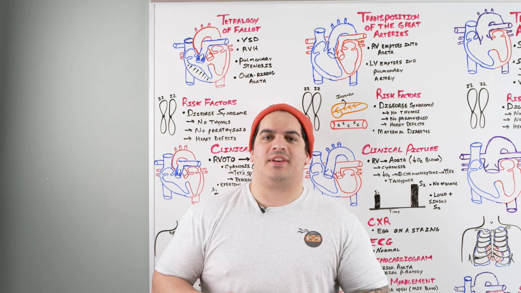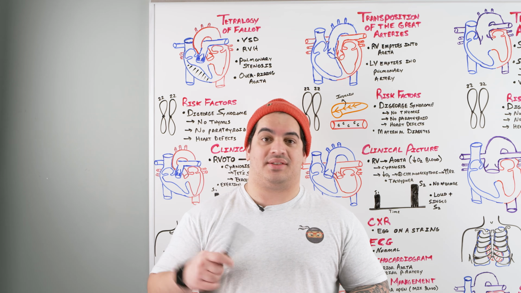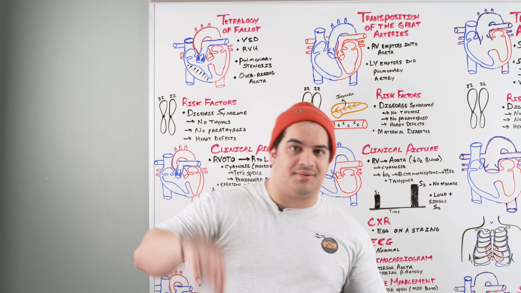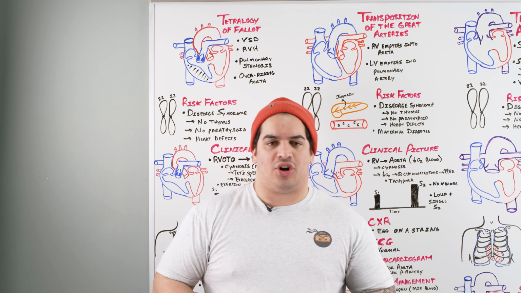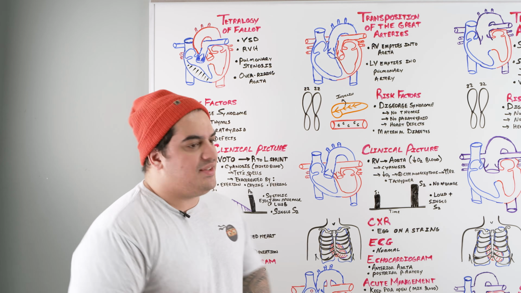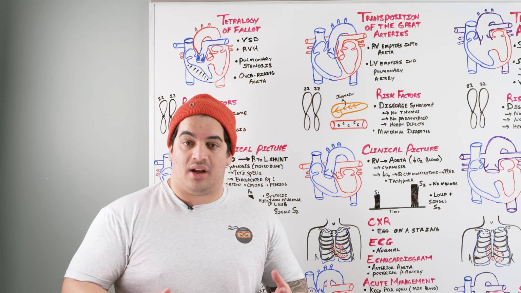What's up, engineers? In this video, we're going to be talking about congenital heart defects. This is going to be part 2. So we talked about acyanotic. In this video, we're going to be talking about cyanotic congenital heart defects. So with cyanotic, obviously these cause cyanosis. They cause a bluish discoloration of the baby.